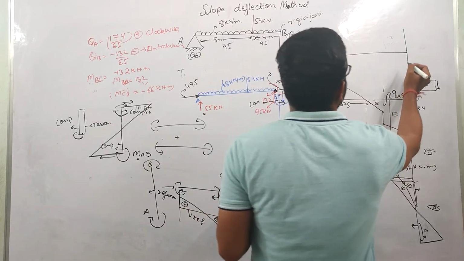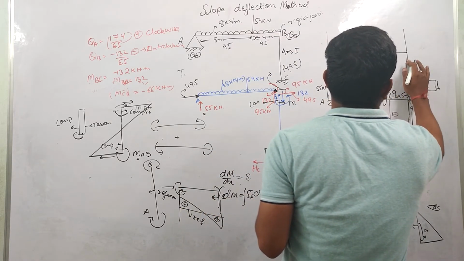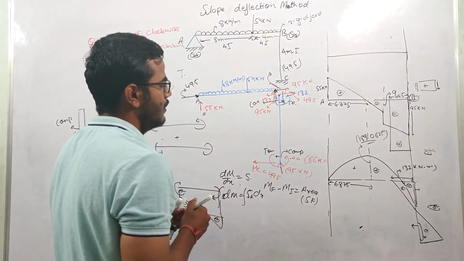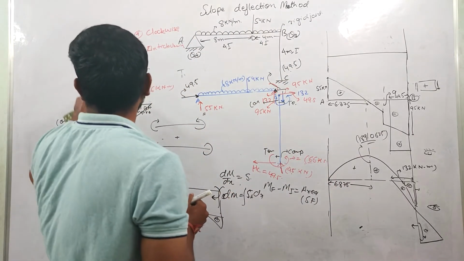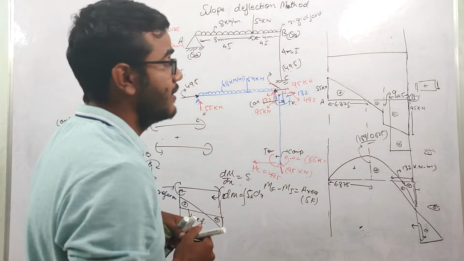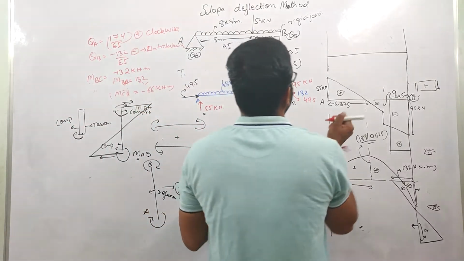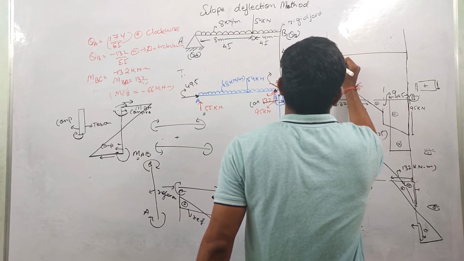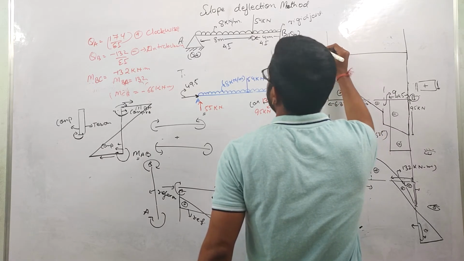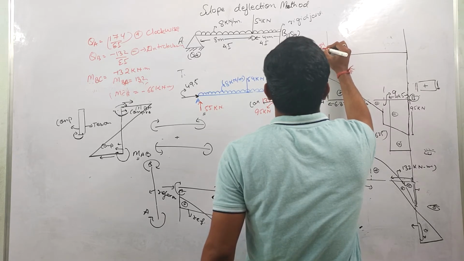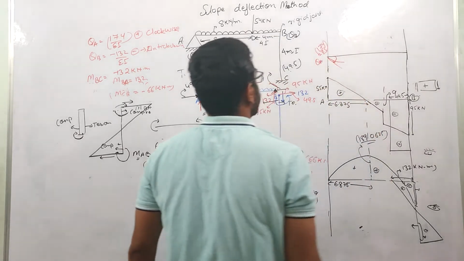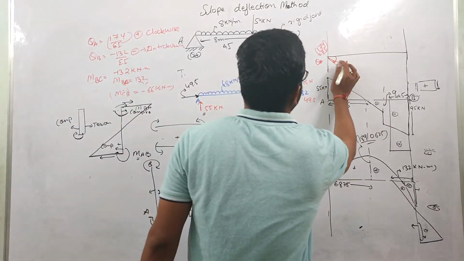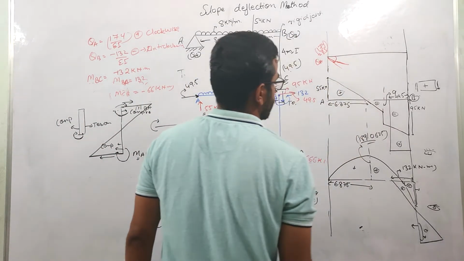Okay. So if you see, at A I'm getting the rotation in clockwise direction, right? So at A the deflection curve will look like this. At A the deflection curve will look like this. This theta A is clockwise and its value is nothing but 174 over EI, right? This is the tangent at A. Okay, so this will look like this.